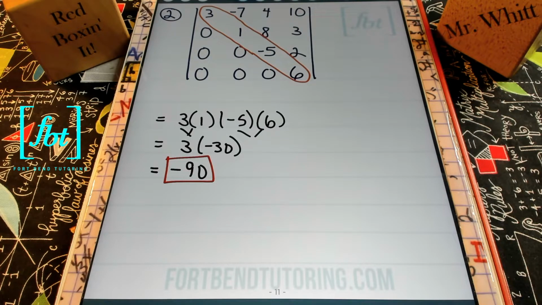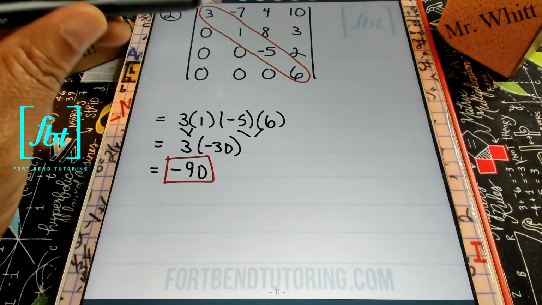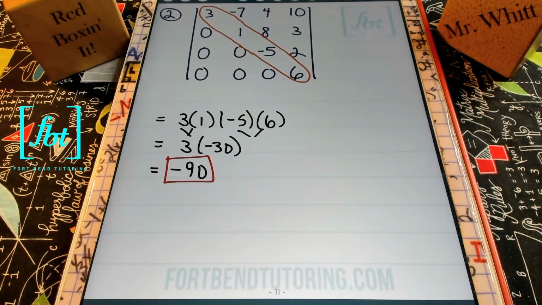That was example 2. Once again, we had a triangular matrix with nothing but zeros underneath the main diagonal. So in a situation like that, just multiply the elements of the main diagonal, and that's the determinant, guys. Done and done. Let's keep it moving.